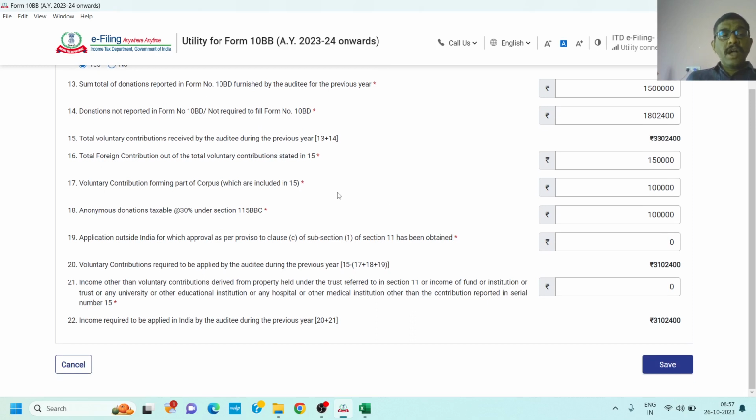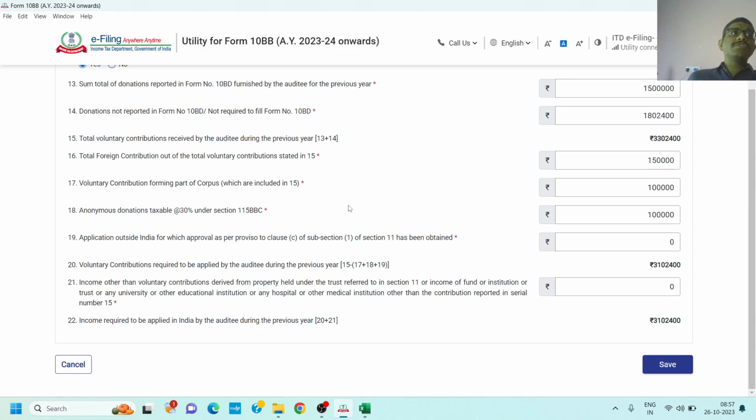The next clause is anonymous donations taxable at 30% under section 115BBC. So in short, for any trust that is established only for religious purpose, anonymous donation provisions do not apply. Anonymous donations are donations received without the KYC details of the donor. So, what are the scenarios whereby anonymous donation provisions are applicable? That is, when does tax under section 115BBC apply?